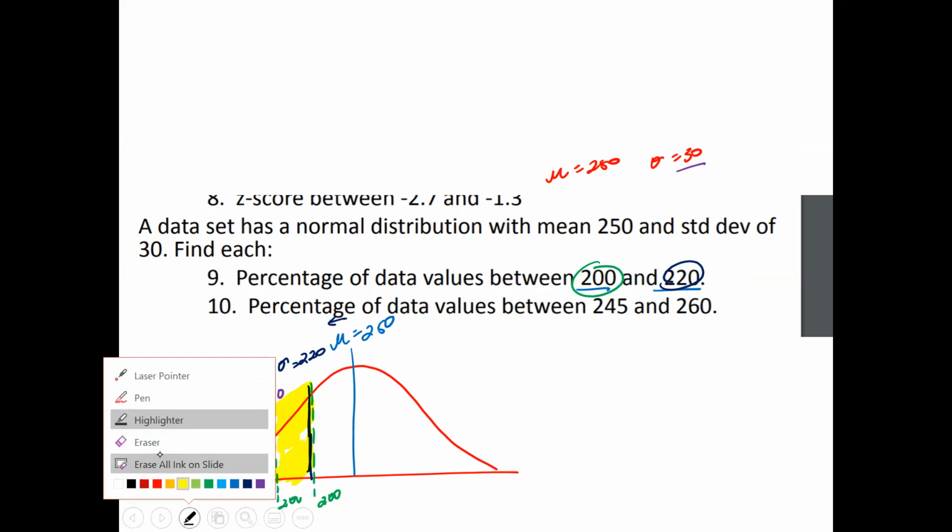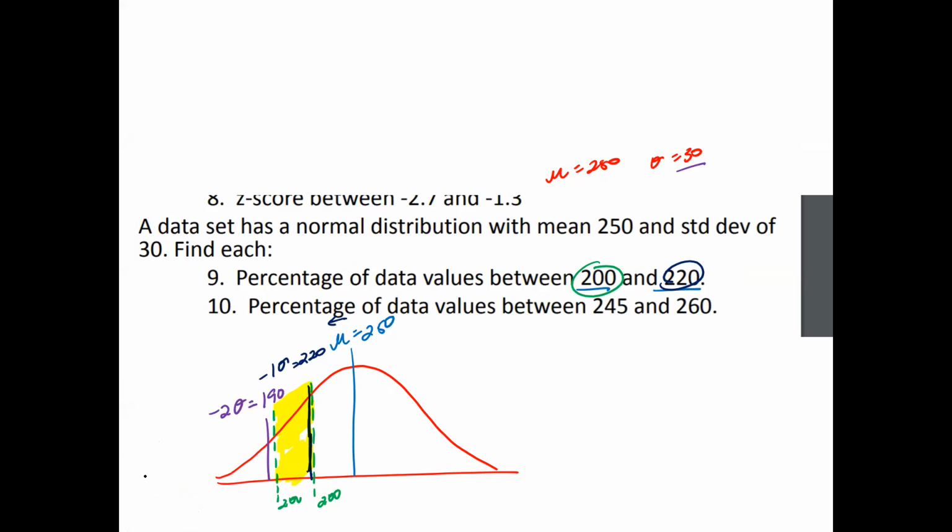Now, in order for you guys to find the percentage, you will have to find the z-score first. So I'm going to have this one be x1, that be x2. So your z-score 1 is going to be 200 minus 250 divided by 30, which is 50 divided by 30, which is going to be the same thing as 5 divided by 3. So make sure you guys have a calculator, and that's going to give you a 1.67 for your z-score.